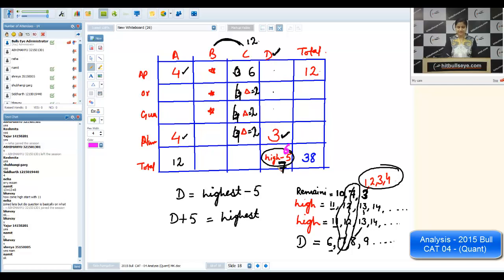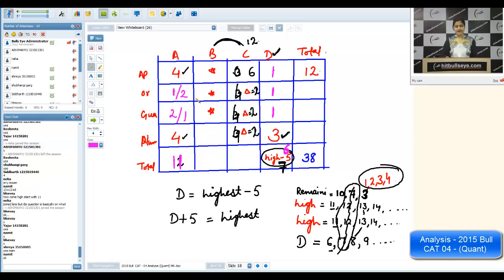Now, I'm writing the correct solution in the pink color. So, it has to be 1, 1 and 1. That is the only possibility. A has to be 11. Already 4 and 4, 8 fruits are consumed. That's why we are left with 3 fruits. We cannot use 0. That's why we can use 1 and 2. It can be either way: 1 orange, 2 guavas or 2 oranges, 1 guava.